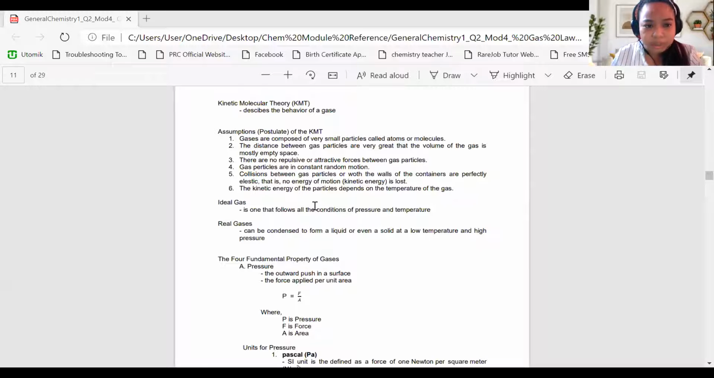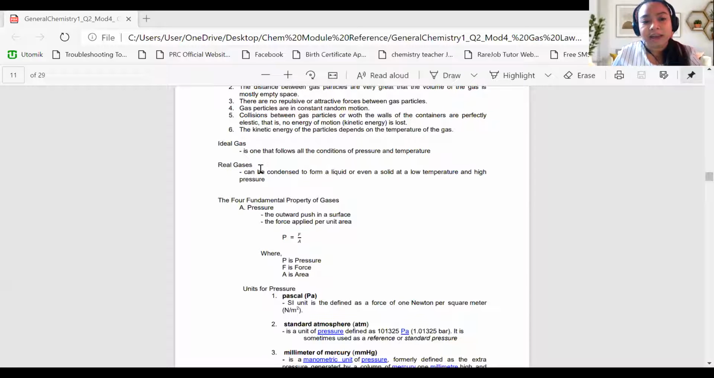So let's continue with the assumptions. Gas particles are in constant random motion. Collisions between gas particles, or on the walls of the container, are perfectly elastic. That is, no energy of motion or kinetic energy is lost. The kinetic energy of the particles depends on the temperature of the gas, so their speed depends on the temperature. And their speed also affects the pressure.